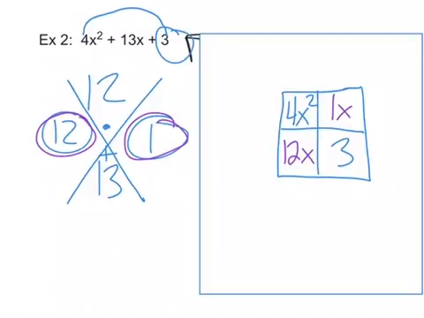So I'm going to go this direction first. So a 4 and a 12, what do they have in common? 4. A 4. Good job. And an x. One has an x, one has an x squared. So what do they have in common? 1x. Good job. Excellent.